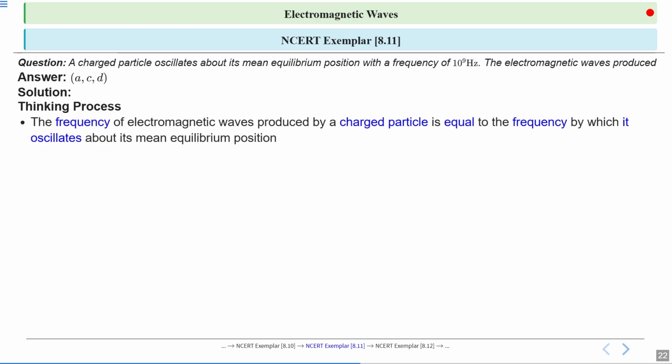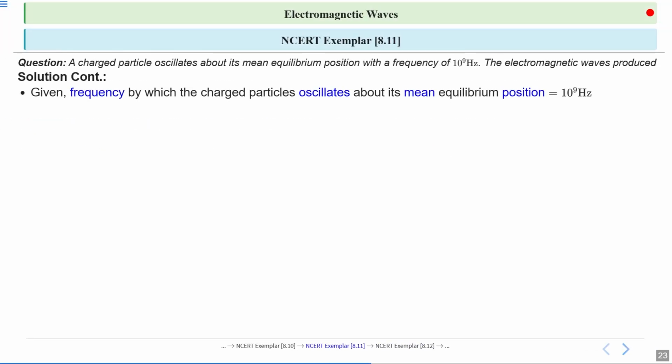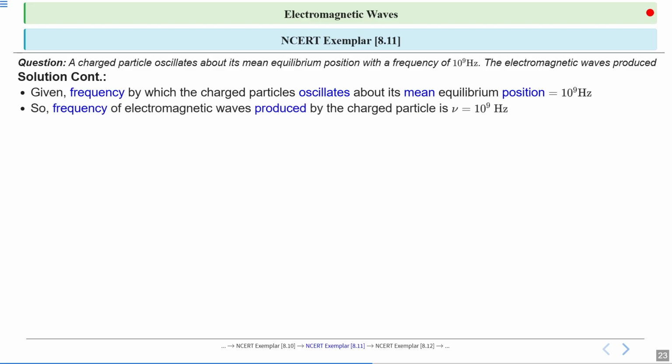So what is the thinking process for that? The frequency of the electromagnetic waves produced by a charged particle is equal to the frequency with which it oscillates about its mean equilibrium position. So the frequency with which the charged particle is oscillating is the same frequency with which the electromagnetic wave is produced. So the frequency of the electromagnetic wave produced will be 10 raised to 9 hertz. So A option is correct. Given that the frequency with which the charged particle oscillates about its mean position is 10 raised to 9 hertz, the frequency of the electromagnetic wave produced will be the same. Also nu is equal to 10 raised to 9 hertz.